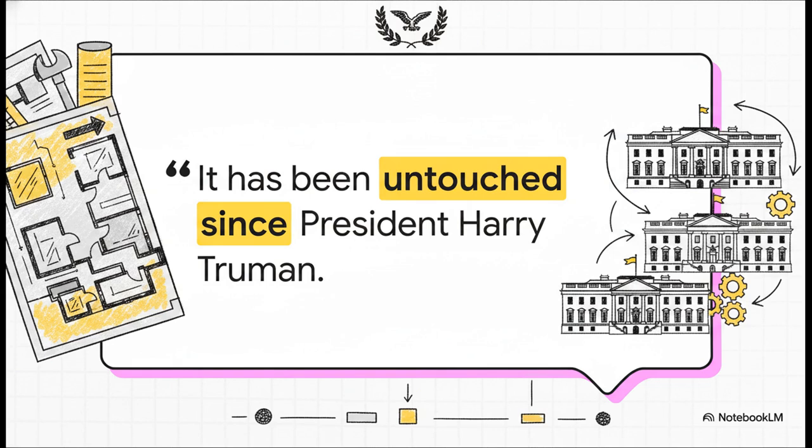And honestly, this quote from lead architect Jim McCrary perfectly sums it up. He points out that the White House has basically been untouched regarding major event capacity since the Truman Reconstruction. It's a great reminder that the physical infrastructure of the nation's capital has to continually adapt to serve the practical needs of a modern superpower.